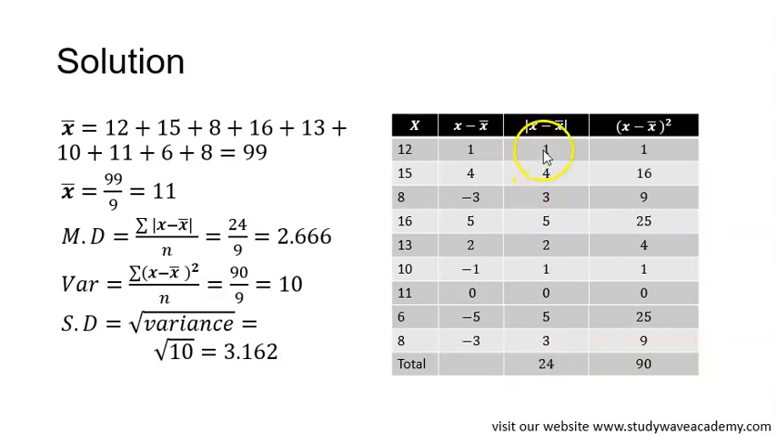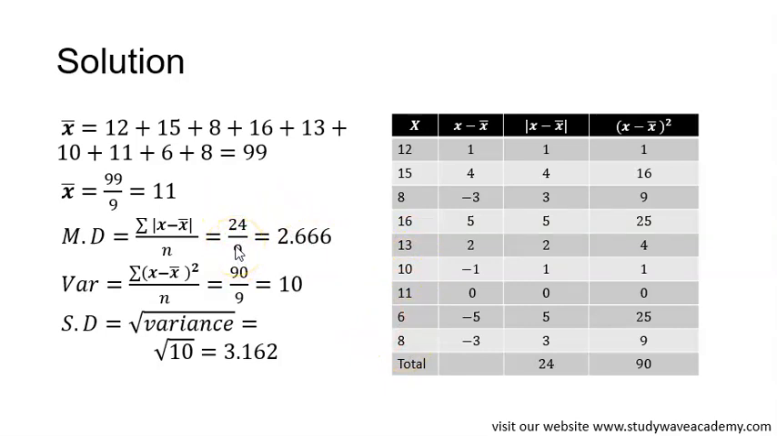So the absolute value of all these numbers added together is 24. So we have gotten the sum of the absolute value of x minus x bar, which is 24. So we have 24 over 9. You remember how we got this 9, right? The amount of numbers we have: 1, 2, 3, 4, 5, 6, 7, 8, 9. So 24 divided by 9.